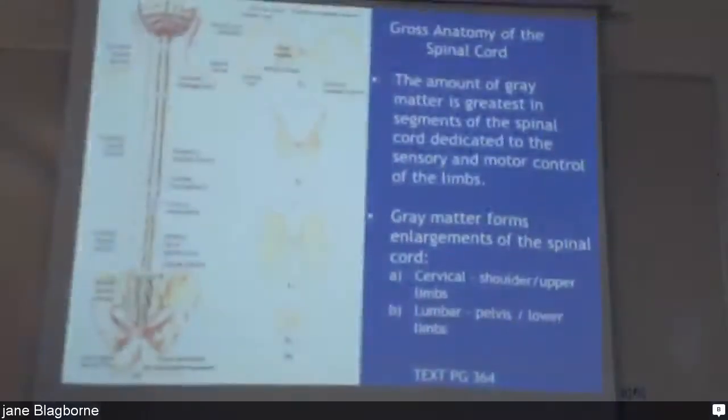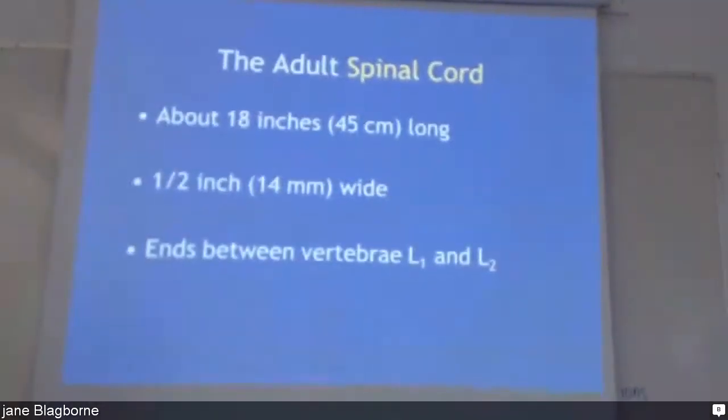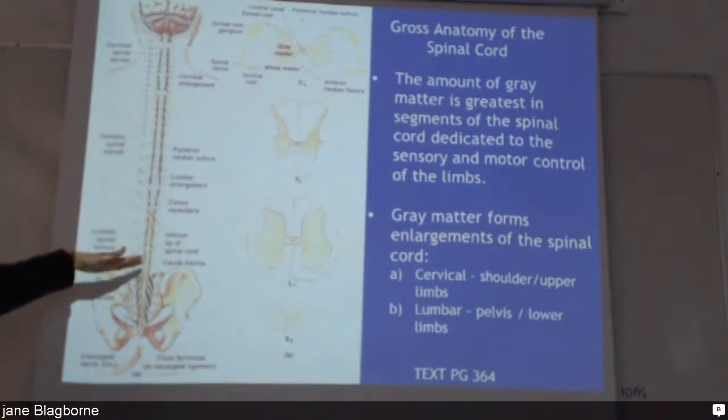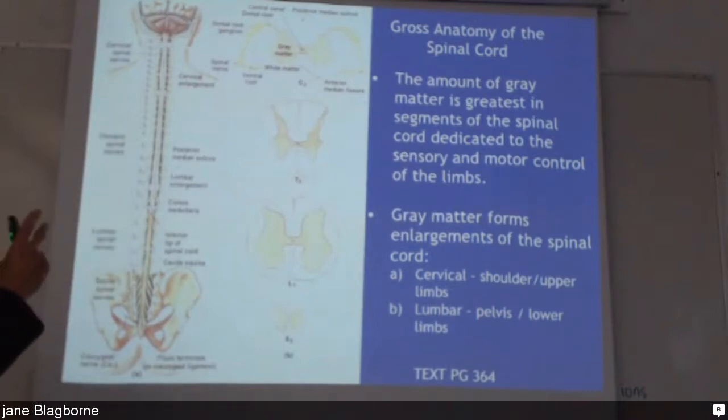Okay, so it does have the gross anatomy on here, on the slide. It shows the amount of gray matter is the greatest in segments of the spinal cord dedicated to sensory and motor control of the limbs. And the gray matter forms enlargements of the spinal cord around the cervical area and the lumbar area. Just means that it's a little bit thicker there.